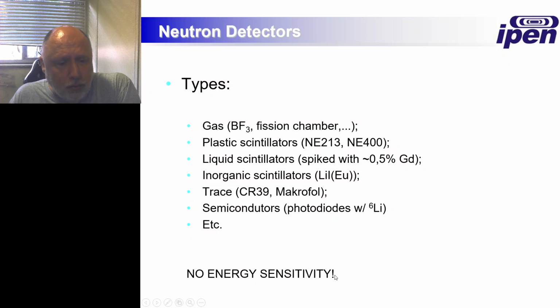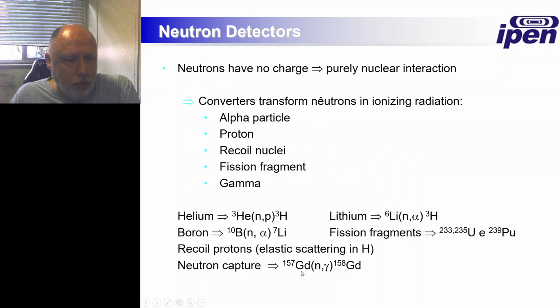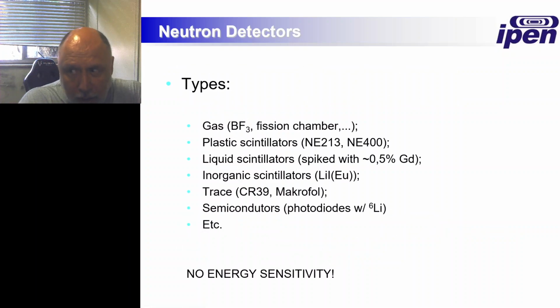The downside is there's no energy sensitivity, because they all rely on nuclear reactions, right? And because we rely on nuclear reactions, the energy released by these nuclear reactions is much greater than the energy of the neutron itself, and you have no idea anymore. There are people trying to use the recoil protons as a way to determine the energy of the neutron. I don't know if it will work. We hope it will, but that's the only way we could think of to try.